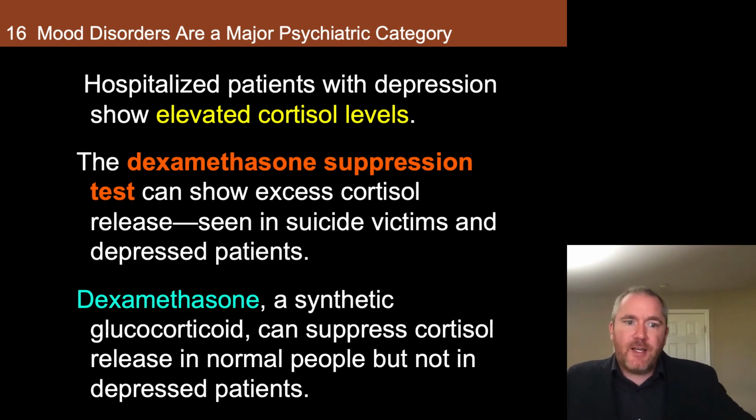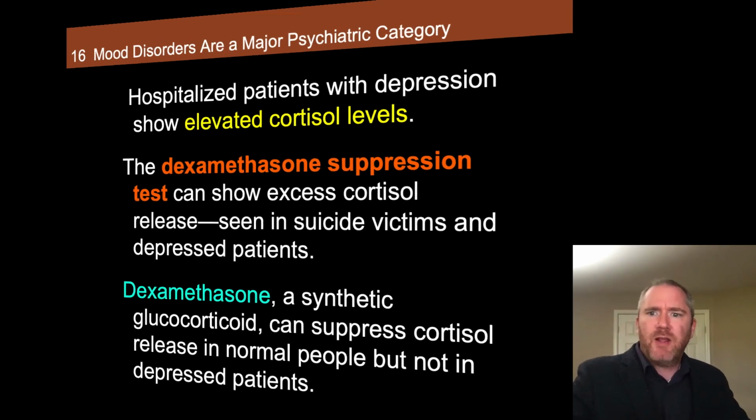Dexamethasone is a synthetic glucocorticoid that can suppress cortisol release in normal patients, but in Cushing's patients or someone with a broken HPA axis that cannot undergo this sort of negative feedback loop to turn it off, you do not see a response to dexamethasone.